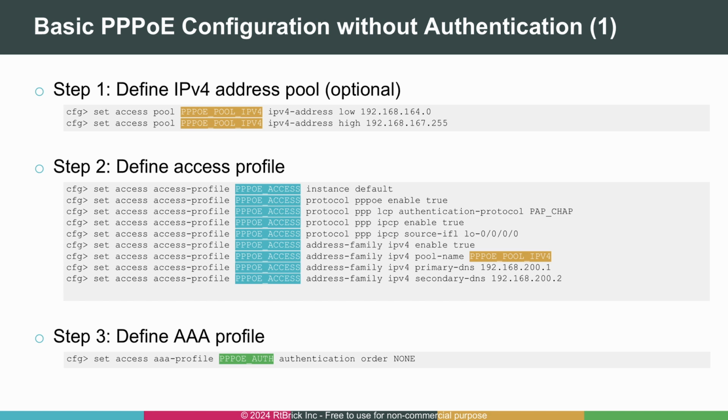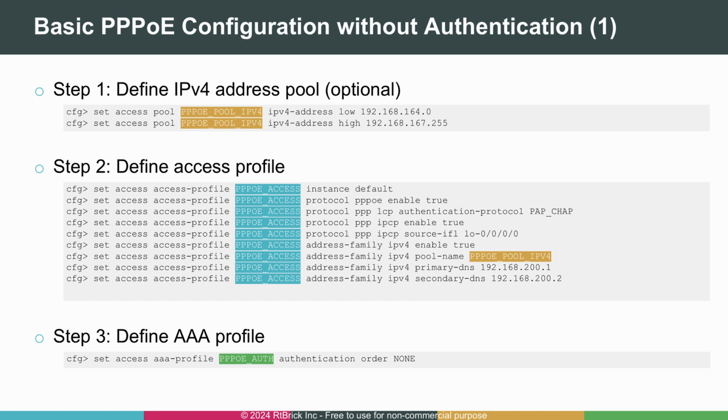For a minimal PPPoE configuration, we must first create an IPv4 address pool, as there is no other method to allocate subscriber IPv4 addresses. Secondly, we create an access profile in which PPPoE and PPP parameters are defined, the IPv4 address family is activated, and a previously defined address pool is referenced. DNS servers may be defined here.